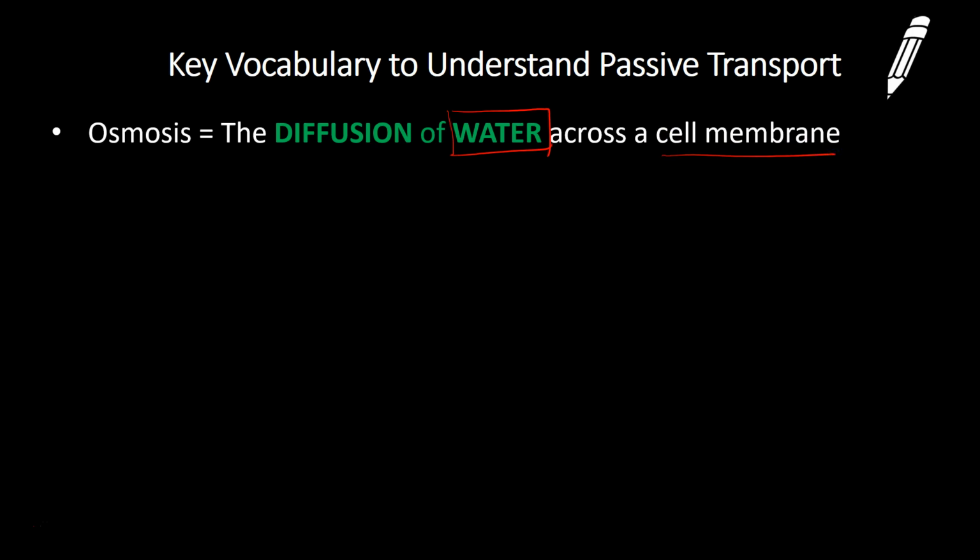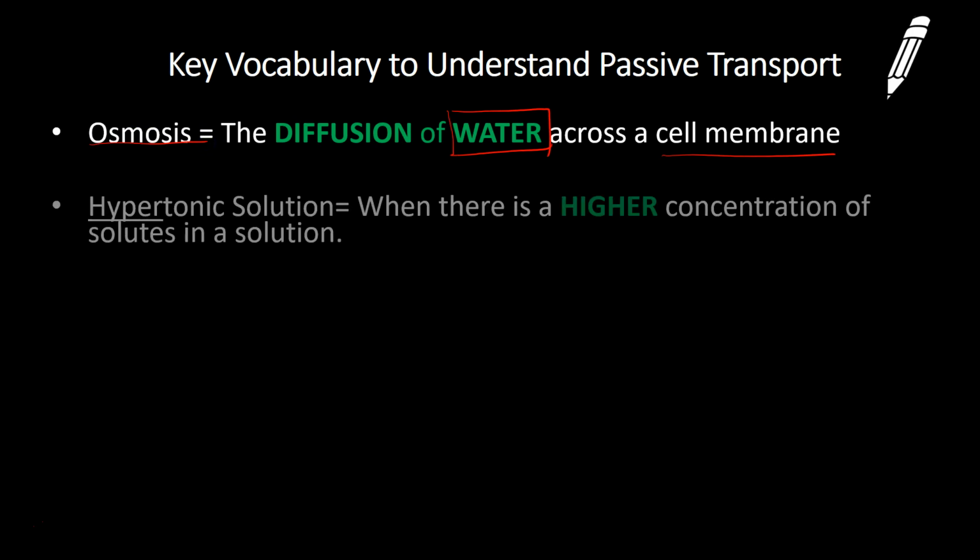Basically, we've talked about the cytoplasm in our cell is a mixture of proteins and water. Well, how do we get water into our cells when we drink it? All of that water is going to diffuse into our cells by osmosis, okay? A couple other terms that we have to know is what a hypertonic solution is.